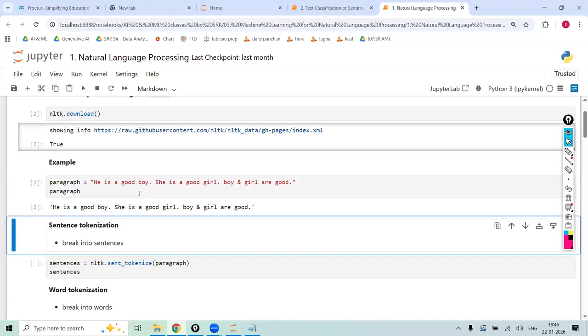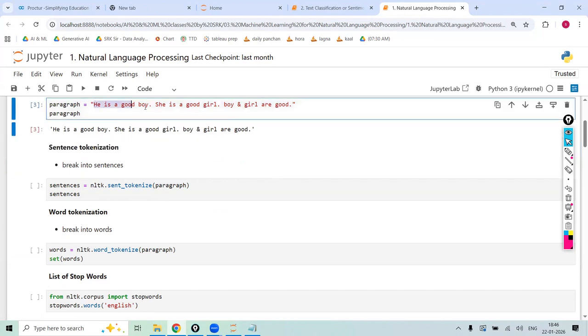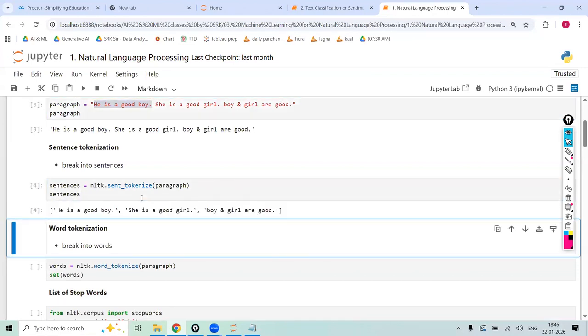Now here, I'm going to do the sentence tokenization. What is meant by tokenization? I told you, tokenization means breaking into parts. Sentence tokenization means breaking into sentences. So here I have a total of three sentences: He is a good boy. She is a good girl. Boy, girl are good. It is just going to break into three different sentences.